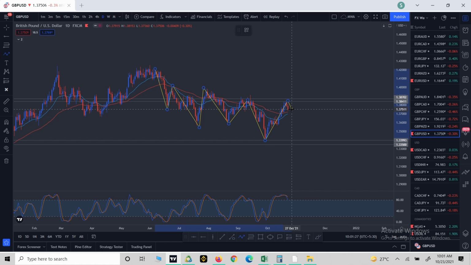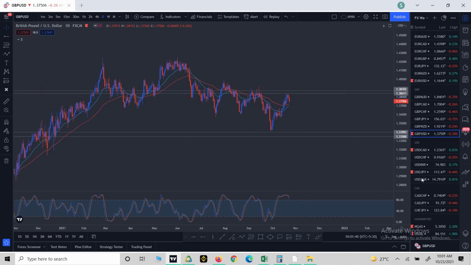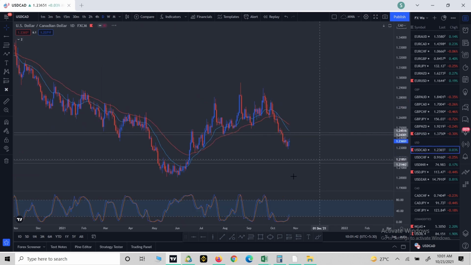So if on the lower time frames H4 and H1 we find some kind of bearish price action, then we can look to go short in this market. So that's going to be the possible scenario on the GBPUSD. Next, USDCAD.